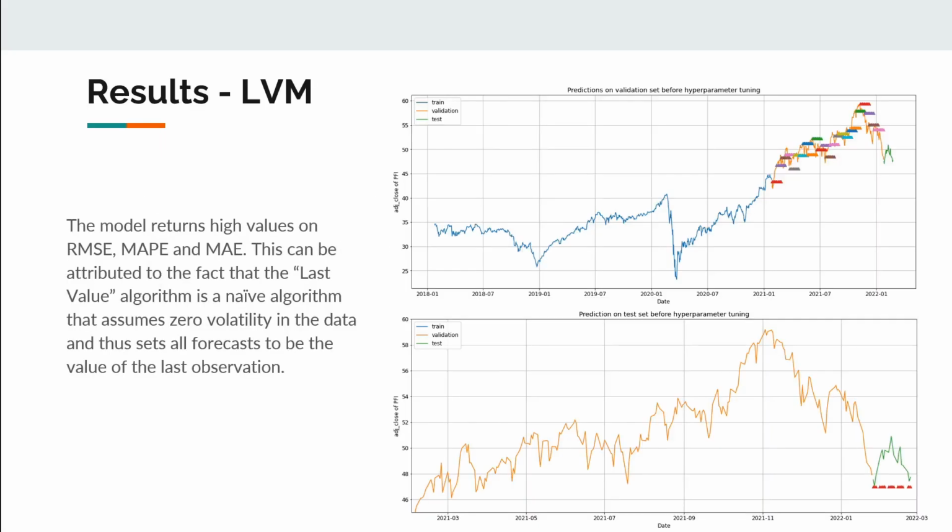So these are the results of the last value method model. This model returns high values on RMSE, MAPE, and MAE. This can be attributed to the fact that the last value algorithm is a naive algorithm that assumes zero volatility in the data and thus sets all forecasts to be the value of the last observation.